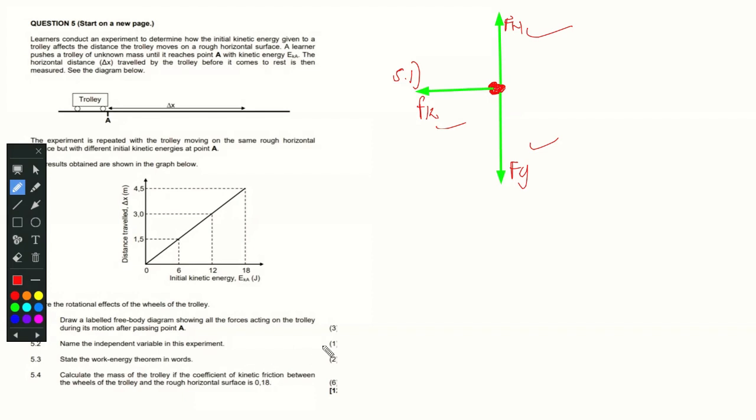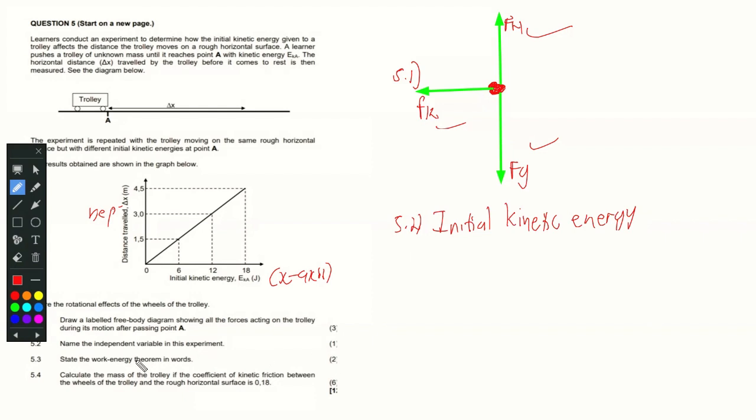Okay, then name the independent variable in this experiment, right? We normally know that the independent variable is the one that we find on the x-axis, and the dependent variable is normally the one we find on the y-axis. So we are looking for the independent variable. We're just going to say it is the initial kinetic energy. Okay, then just like that, we have 3, 1, and that's 4 marks.